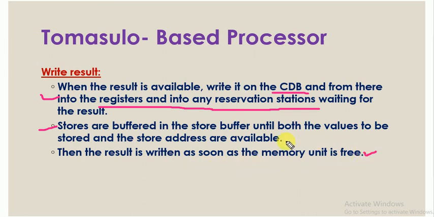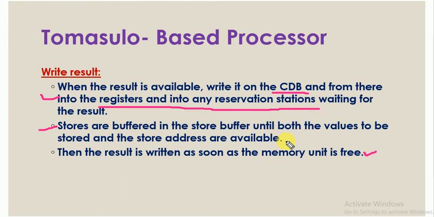So there are three stages within the Tomasulo-based processor: issue, execute and write result. Now we need to look at the Tomasulo-based processor architecture, starting from the instruction queue. Instructions arrive and are given to the corresponding unit. If it is a load or store operation, it goes to the load store buffer, through which it is connected to the memory unit. From the memory unit, any results are sent to the common data bus, and back to the load store buffer, as well as to the reservation stations and the register file.